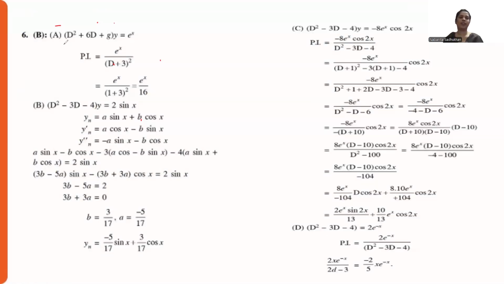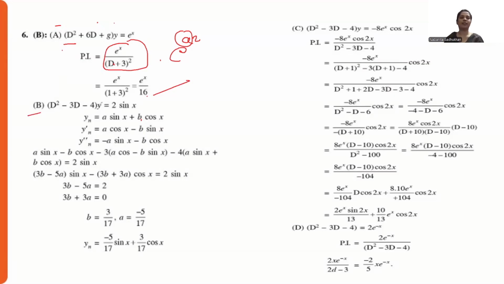Okay, so the first one, for option A, we have D square plus 6D plus 9 into y is equal to e to the power x. So our particular integral is e to the power x over (D plus 3) whole square. Now, since we are going for the particular integral, for e to the power x, the D is replaced by 1 because you have e to the power ax. So the D is replaced by a. So you have e to the power x by (1 plus 3) whole square, which is e to the power x by 16. So this is the particular integral of option A, right?